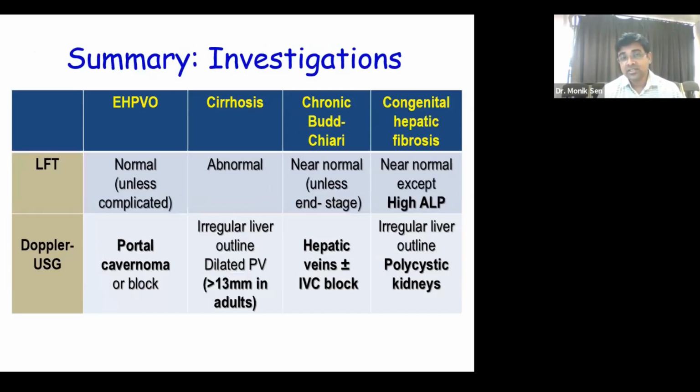Investigations, LFT is usually normal in EHPVO, again, unless it's complicated by a portal biliopathy. Cirrhosis, usually abnormal. Chronic Budd-Chiari is normal until end-stage liver disease, and congenital hepatic fibrosis, everything is usually normal, except for some rise in the transaminases and very high in ALP, alkaline phosphatase. Doppler ultrasound shows a portal cavernoma or a block in EHPVO, irregular outline of the liver and a dilated portal vein in cirrhosis, hepatic veins and IVC block in Budd-Chiari syndrome, and an irregular outlined liver with polycystic kidneys in congenital hepatic fibrosis.